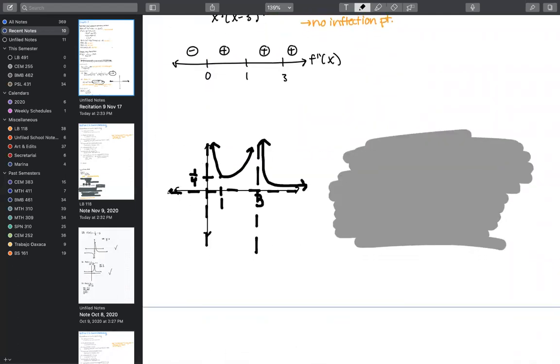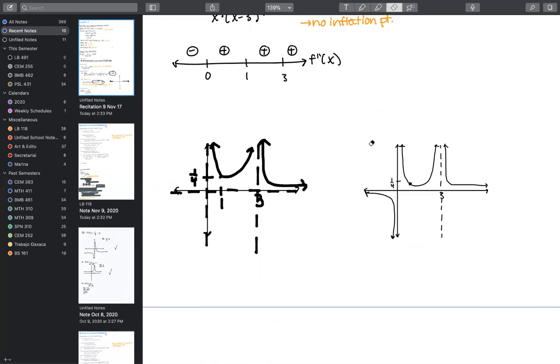Concave down and decreasing. Oh, that makes sense. So I believe at this point, I might as well just reveal the graph. Then it's going to look like this. So going from left to right, we see that the function is still decreasing and it's concave down.